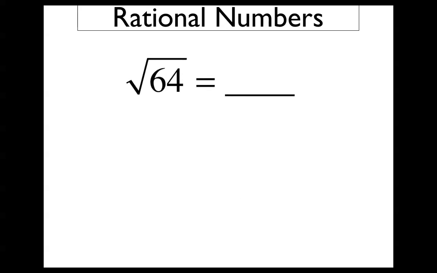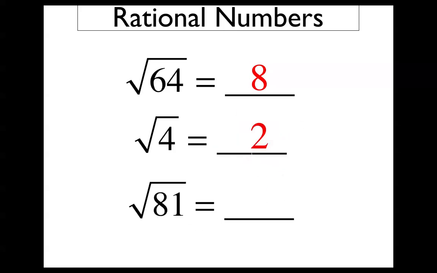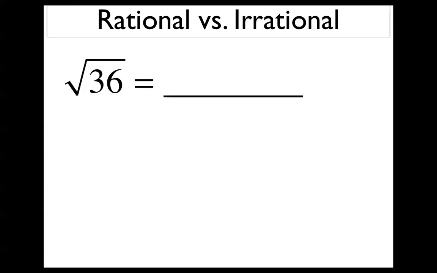First of all, here's another rational number. Why? Because the square root of 64 is 8, because 8 times 8 makes 64. This square root also comes out rational. It comes out to 2, doesn't it? And what's the square root of 81? Well, it's 9, and 9 is perfectly rational as well, because all these whole numbers can be written as 8/1, 2/1, or 9/1.